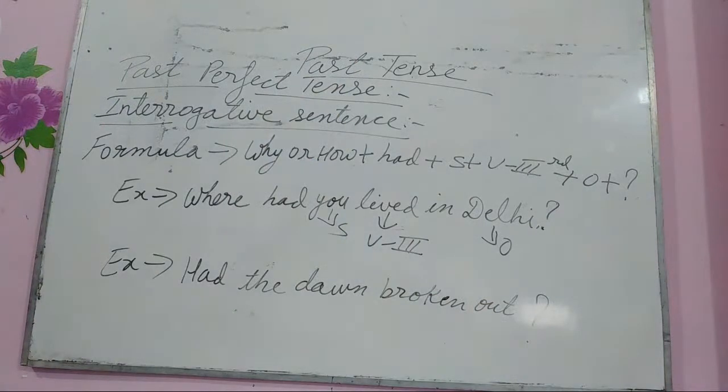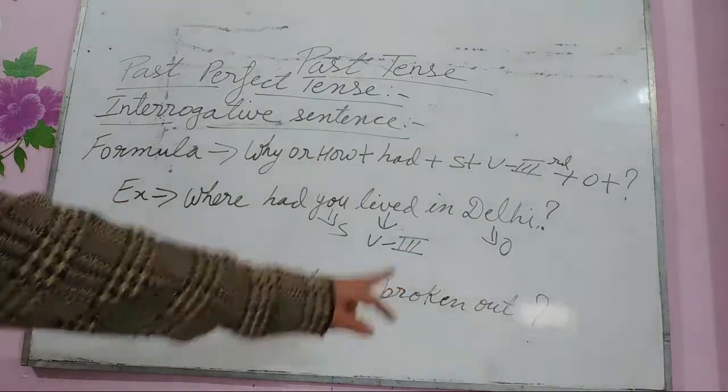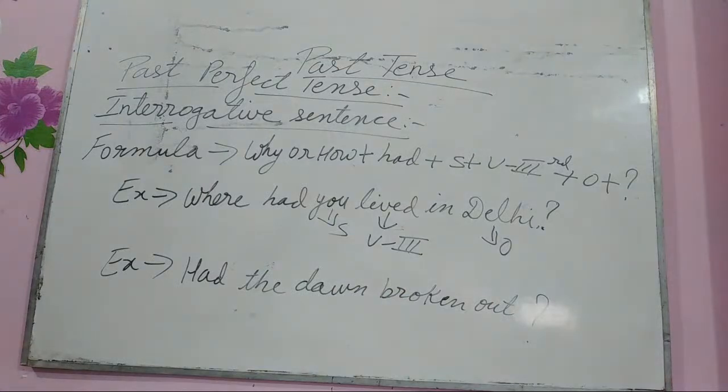The next example of interrogative sentence in past perfect tense is, had the dawn broken out. Here in had the dawn, dawn is the subject, broken is the verb of the third form, and out is your object. So had the dawn broken out. So the two sentences, where had you lived in Delhi, had the dawn broken out, are the two examples of the interrogative sentence in past perfect tense.